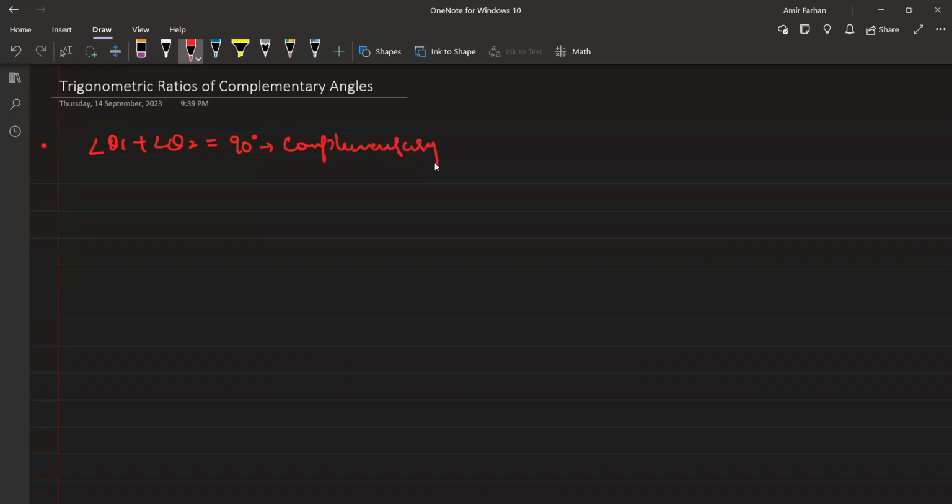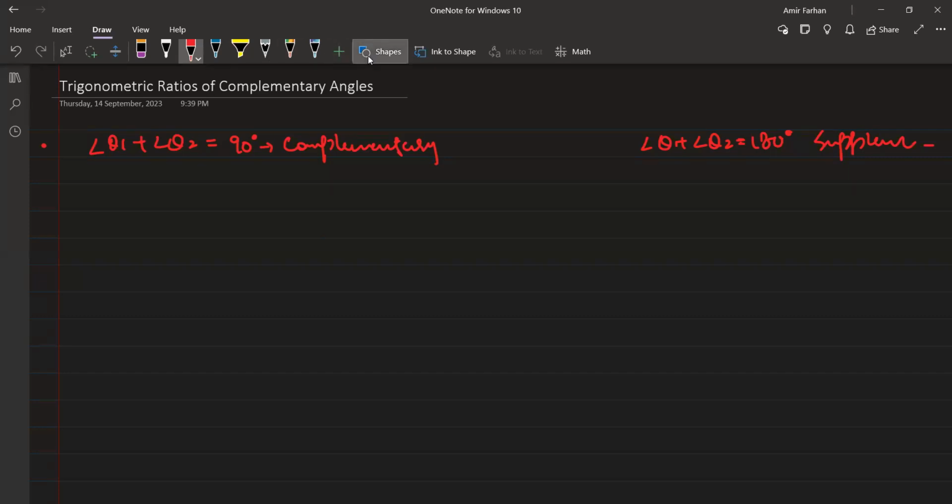Very good, Adil. Adil, can you tell me supplementary? When their sum is up to 180. 180, very good, Adil. Keep it up. That's a good point. These are the two things which are basically in the angle format. One is complementary and the second one is supplementary. So at this point of time, Adil, we are talking about complementary. I hope you got the point.